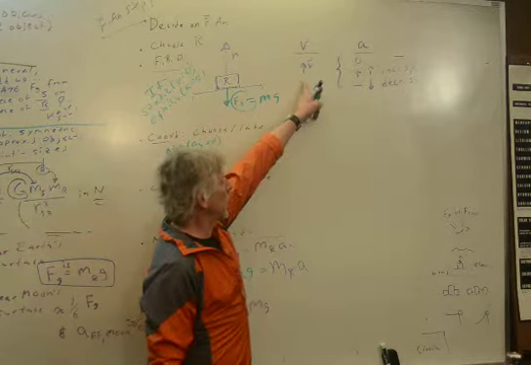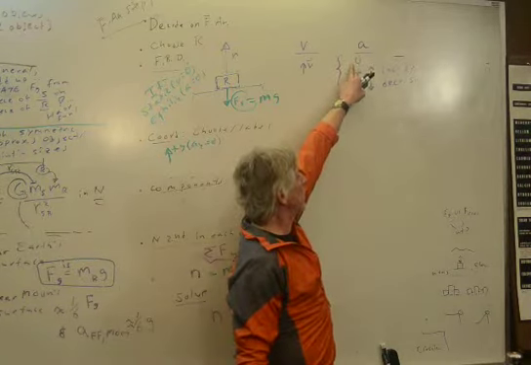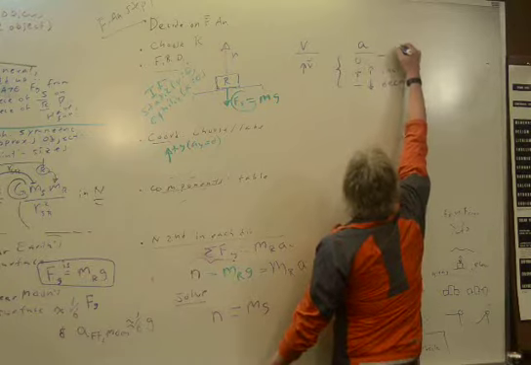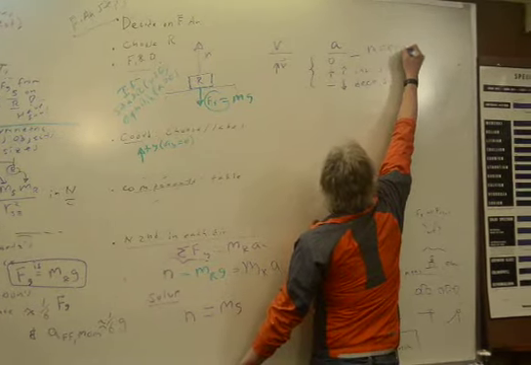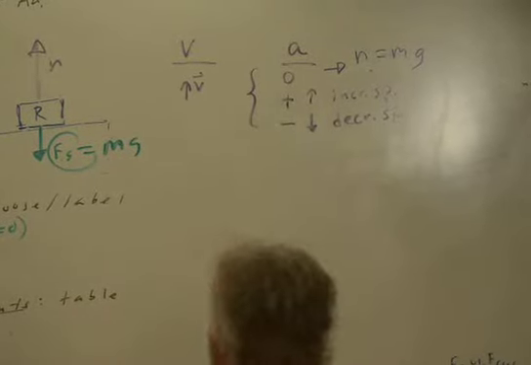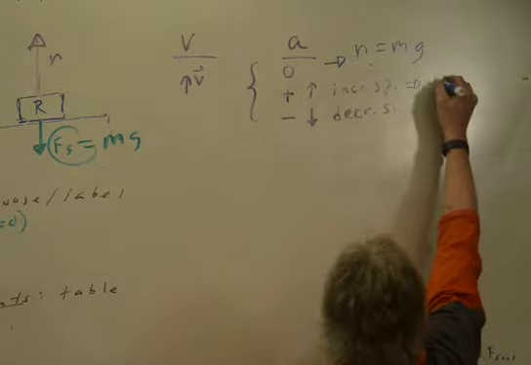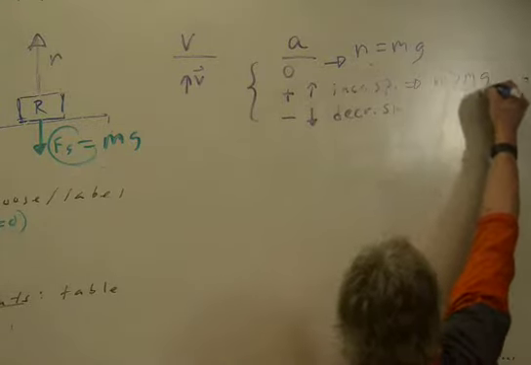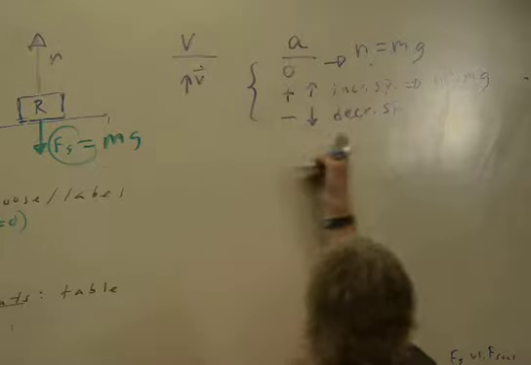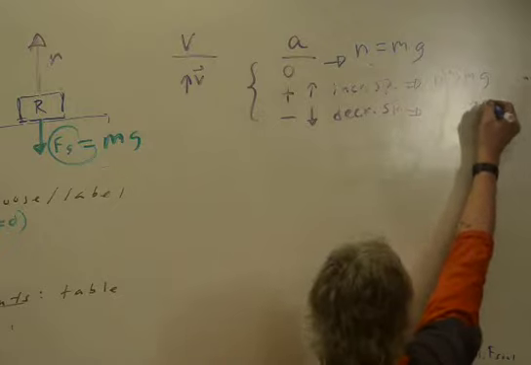We started with moving upward. The acceleration is 0, then that means, in this case, N is balancing mg. If I'm increasing speed, then the upward force, namely N, has to be greater than mg. If I'm moving up and decreasing speed, then in that case N has to be less than mg.